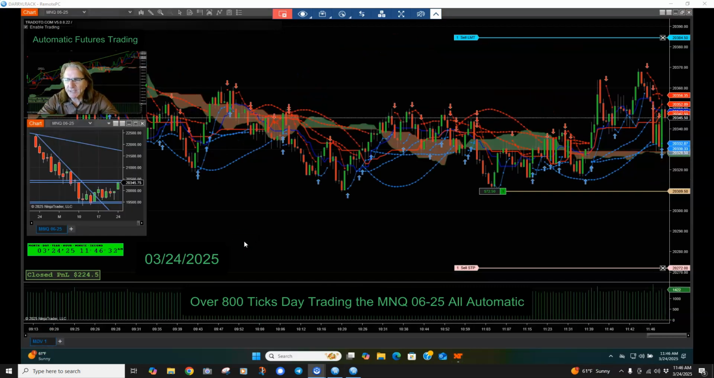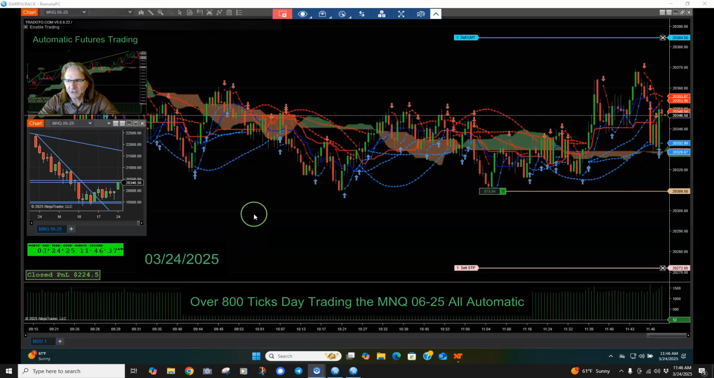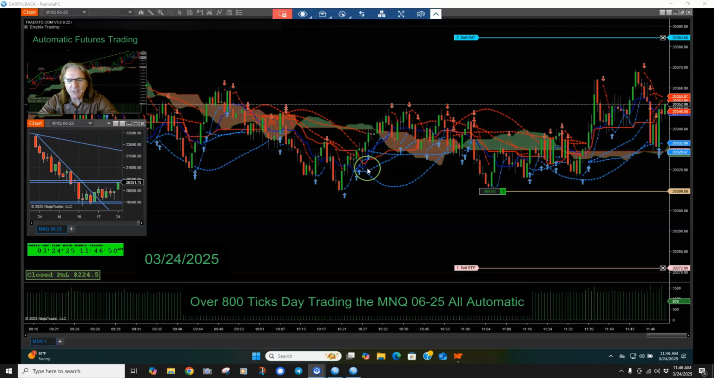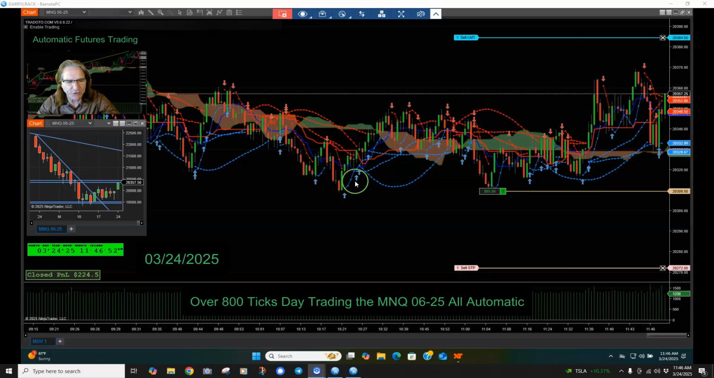Okay, checking back in on this trade. Volatility's picking up. We're on a tick chart today, so each bar is roughly the same number of ticks, although not exact, as you can see. Volatility's picked up, so I thought it'd be a good time to check in on this current trade.